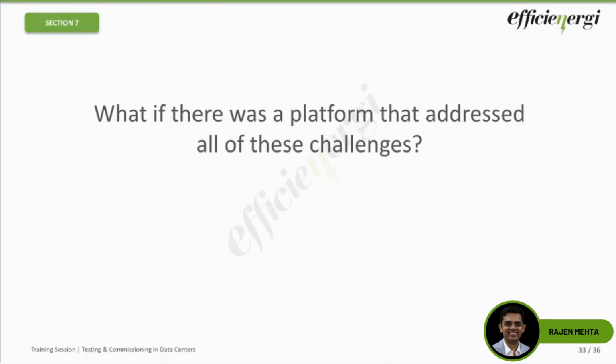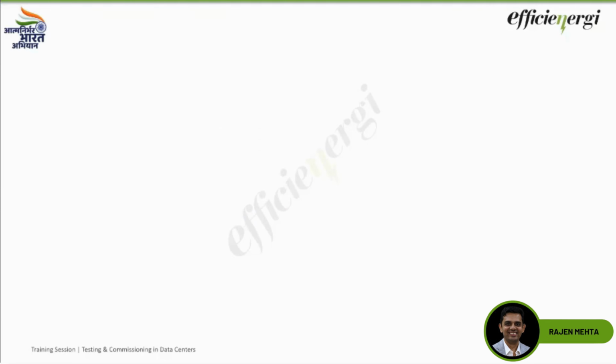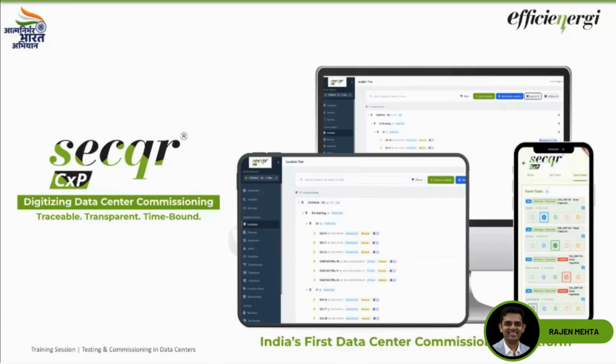That's the one small area I wanted to speak about. We talked about these challenges: the tracking complexity, the coordination gaps, documentation burden, and what an ideal solution would look like. So we have been working on exactly something like this over the past many years and months, where our own teams have done that. So let me just show what we have built very quickly. This is Secure CXP. That's our digital data center commissioning platform, where we are using it to track all of these issues which I spoke about earlier.